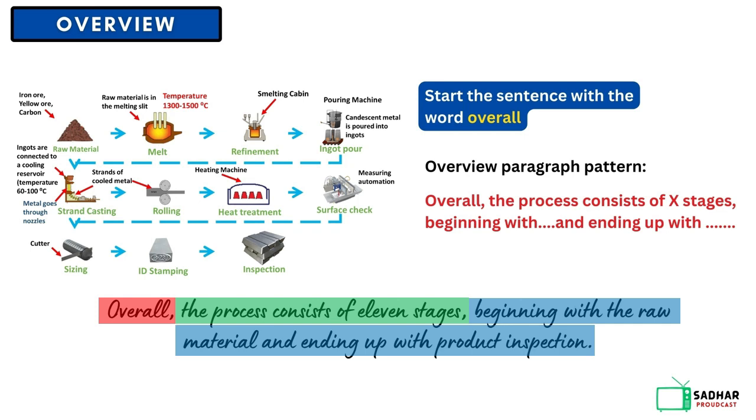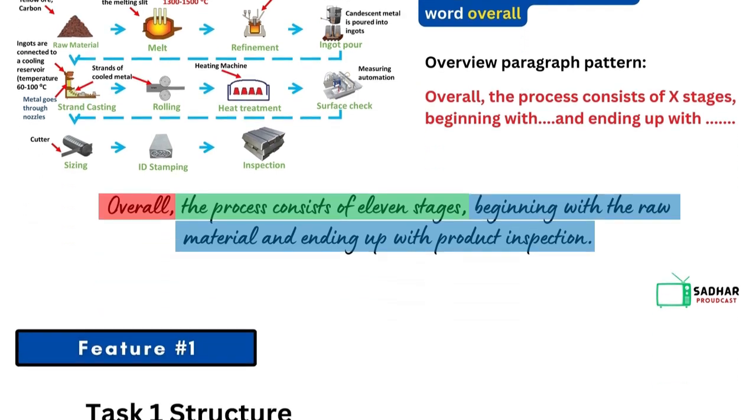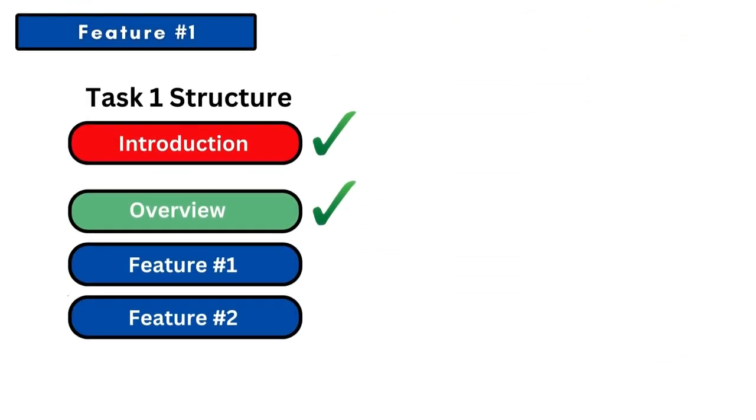Overview paragraph pattern. So you can write this way. First you write overall, comma, and then the process consists of X stages, comma, beginning with, in this case, raw material, and then ending up with product inspection. That's it. So introduction is done, overview is done. We go ahead with feature 1 and feature 2.